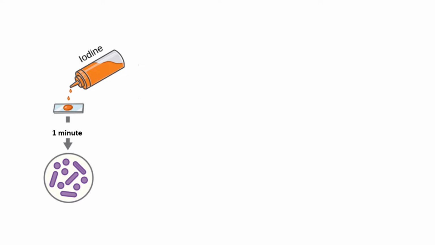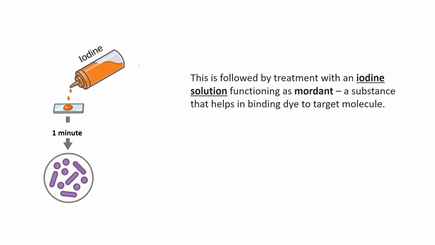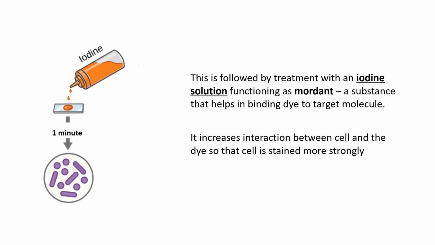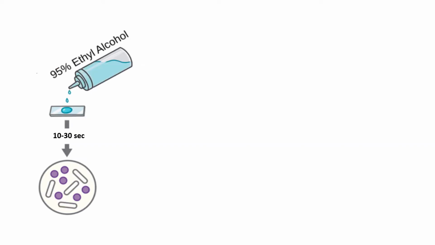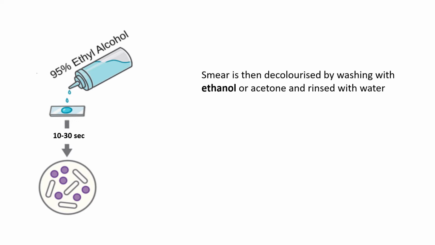Followed by rinsing with water, we add iodine, which acts as a mordant. It helps bind the first dye, crystal violet, more strongly to the membrane of the bacteria. We add the iodine solution, keep it for 1 minute, and then rinse it with water. In the third step, we use 95% ethyl alcohol. We keep it for 10 to 30 seconds, and then rinse it with water.